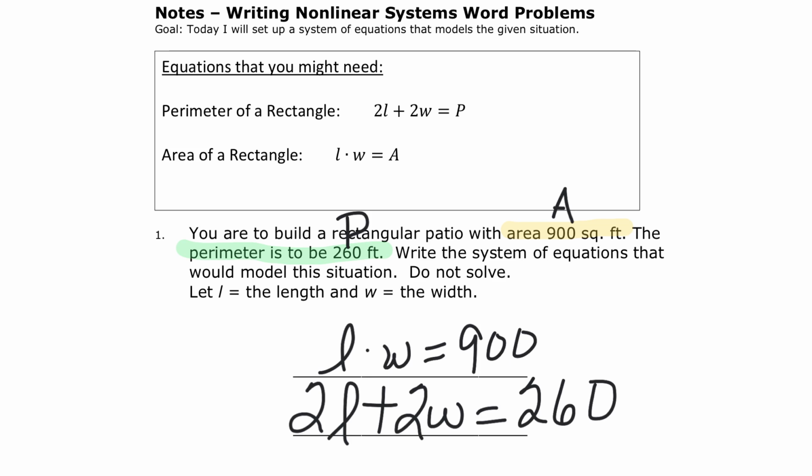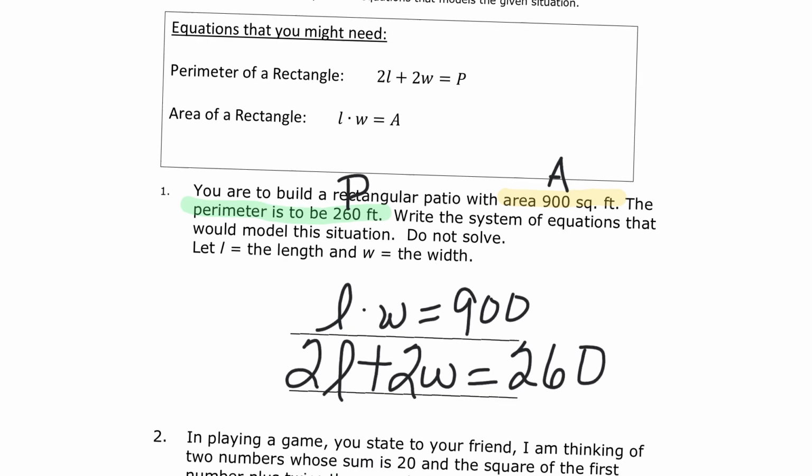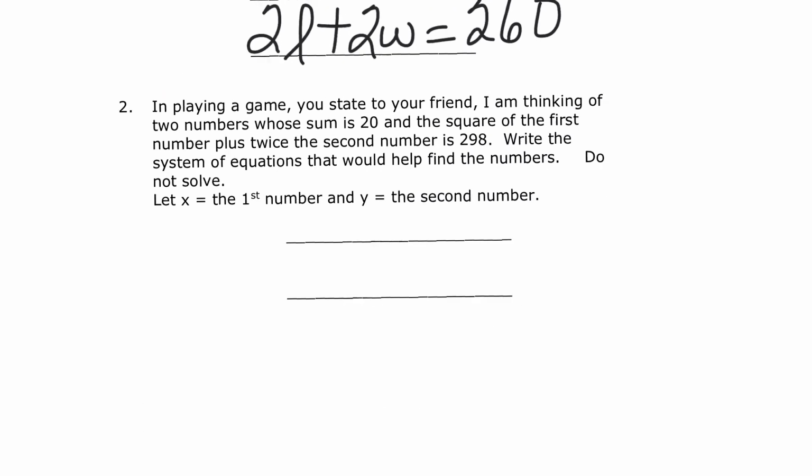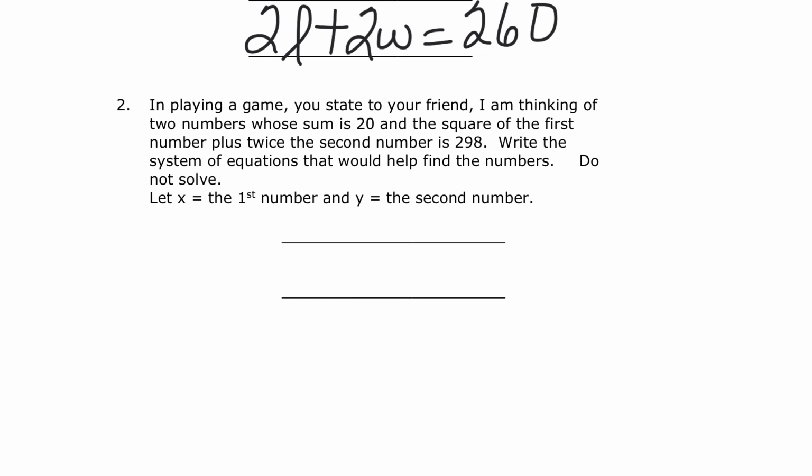Let's take a look at the second question. It says, in playing a game, you state to your friend, I'm thinking of two numbers whose sum is 20, and the square of the first number plus twice the second number is 298. Write the system of equations that would help you find the numbers. Do not solve. x is going to represent the first number, and y is going to represent the second number. Let's go back and read this again.